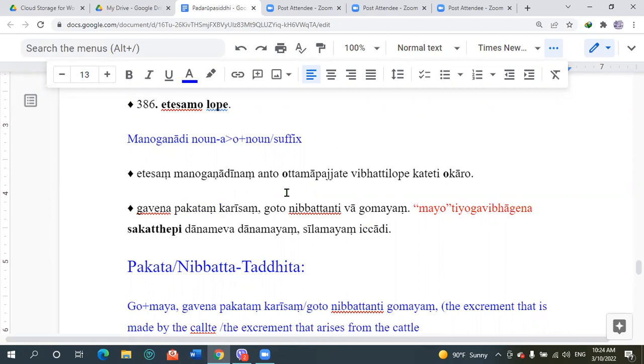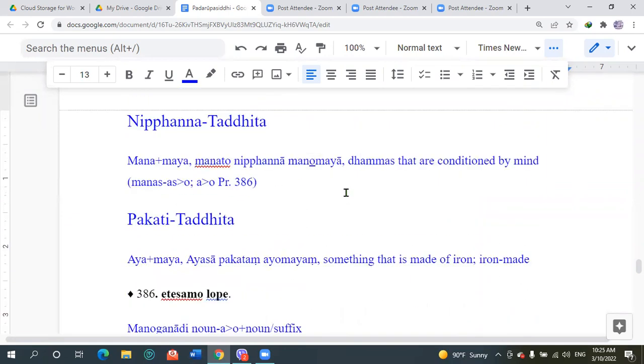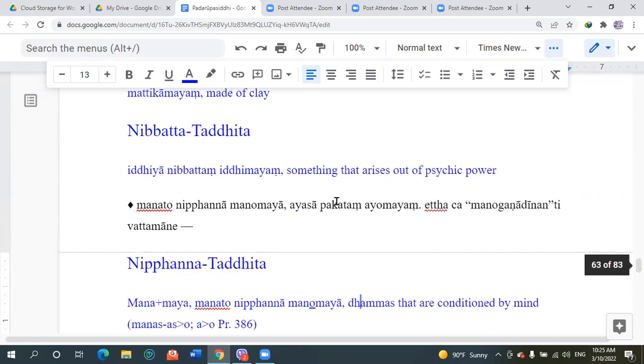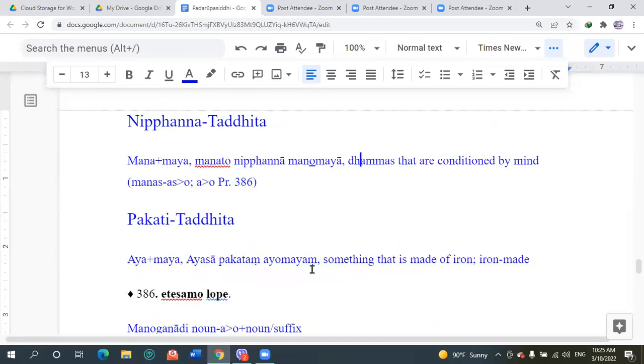Well, but then he said "itaṃ ca manogaṇādīnaṃ vattamāne." So he said here, this is arising, right? So that's why he mentioned this sutta. When that is arising, that is the rule. That is how to say this introduction to mention this sutta.